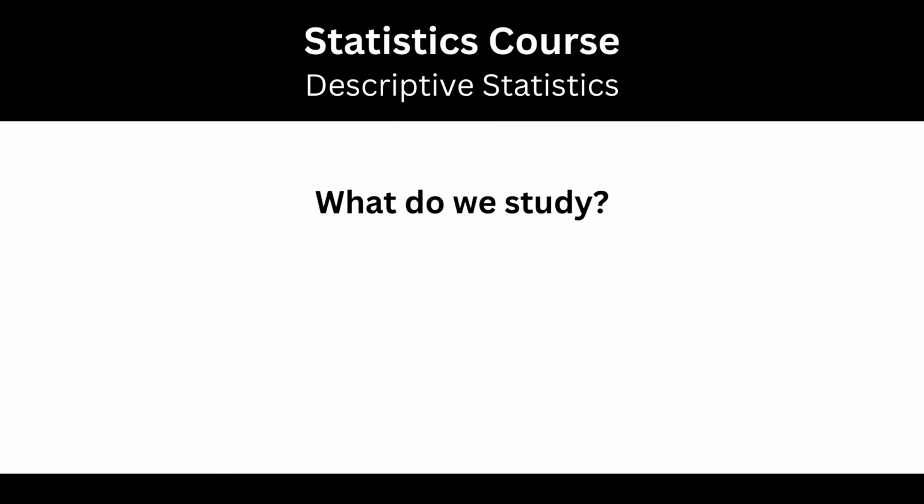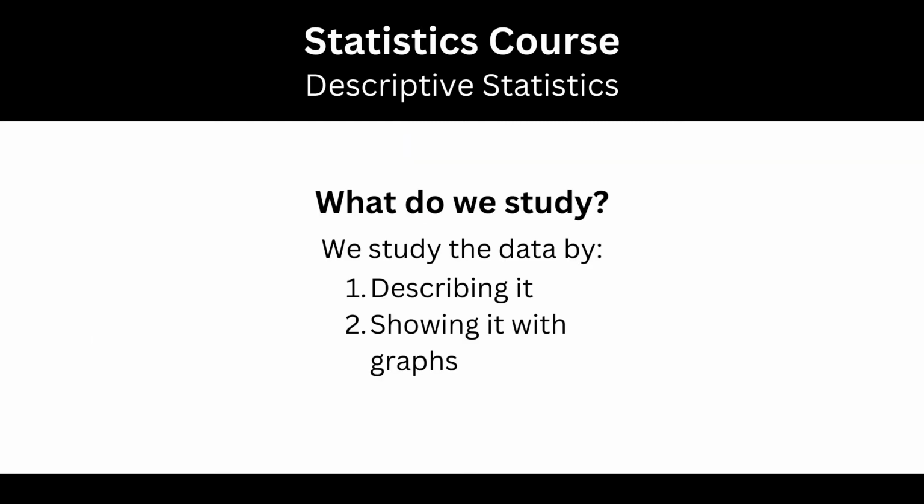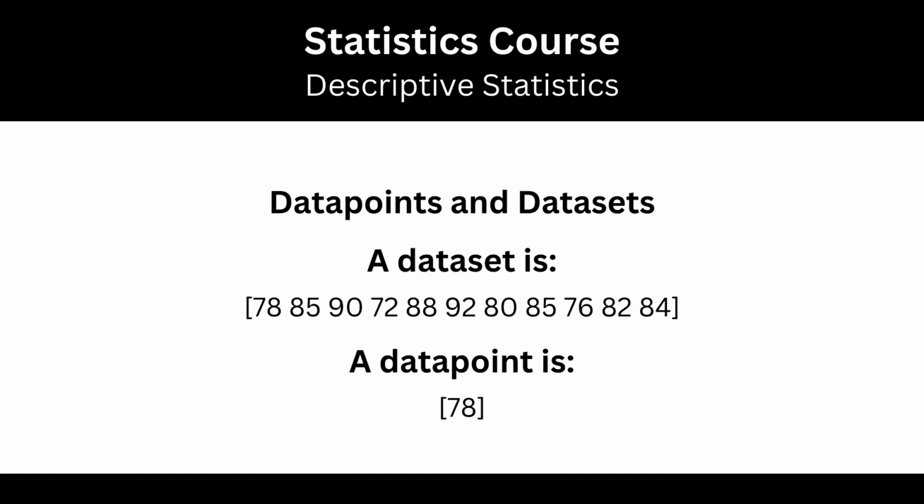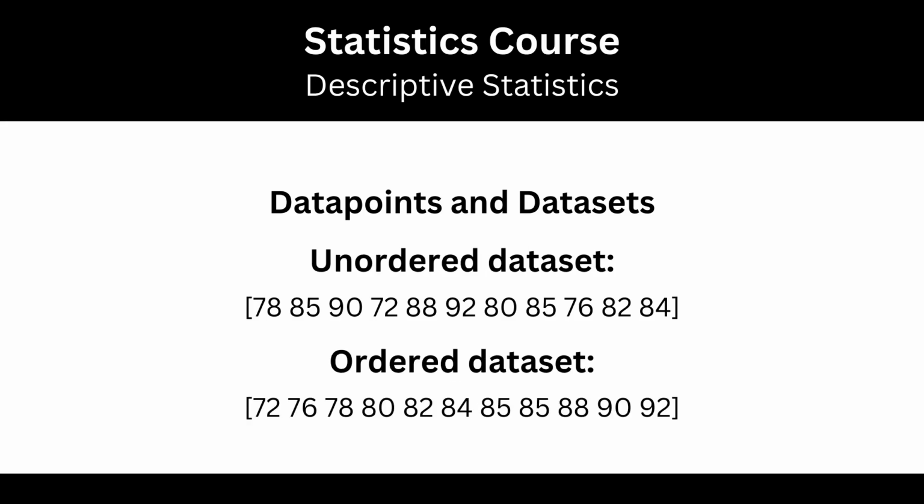Okay, so what is it that we study? We study the data by describing it and by showing it with graphs. Let's start with an example. We have 11 people in a class and collected all the exam grades. A data point is one individual grade. A data set is all the grades collected. Before doing anything else, always sort your data set from the smallest to the largest.